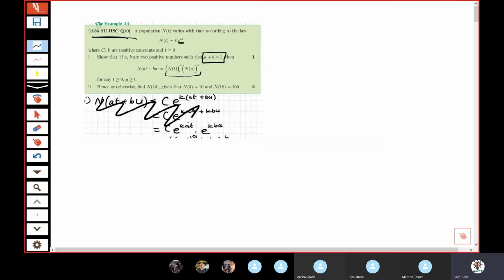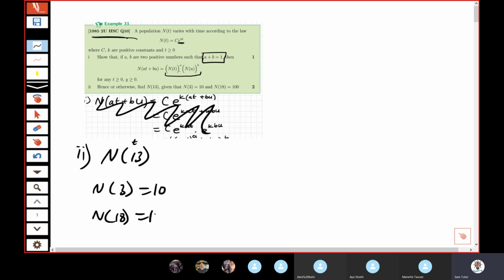So double I. Hence or otherwise, find n of 13, which means obviously t is 13, given that n of 3 is 10 and n of 18 is 100. You know that n of t is equal to C e to the power of kt.